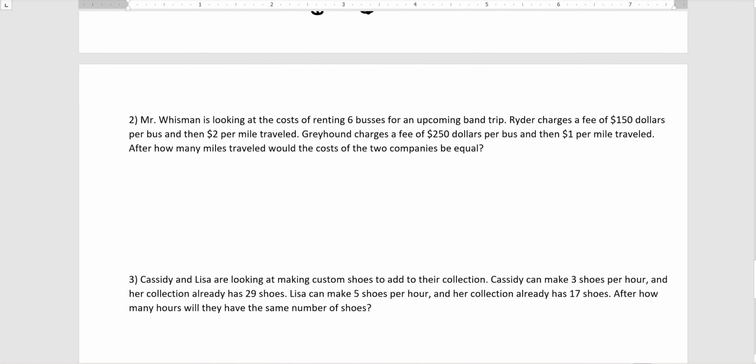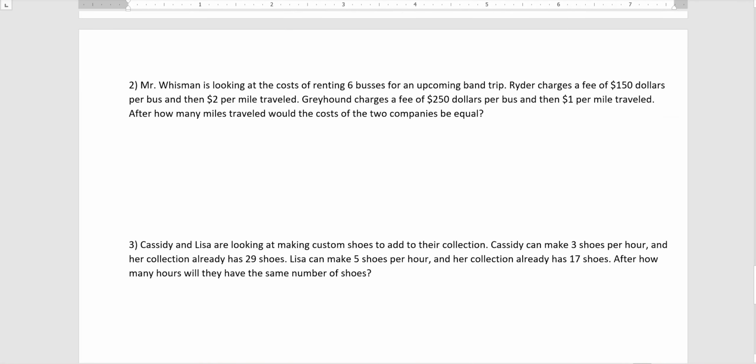Number 2, Mr. Wisman is looking at the cost of renting 6 buses for an upcoming band trip. Ryder charges a fee of $150 per bus and then $2 per mile traveled. Greyhound charges a fee of $250 per bus and then $1 per mile traveled. After how many miles traveled would the cost of the two companies be equal?